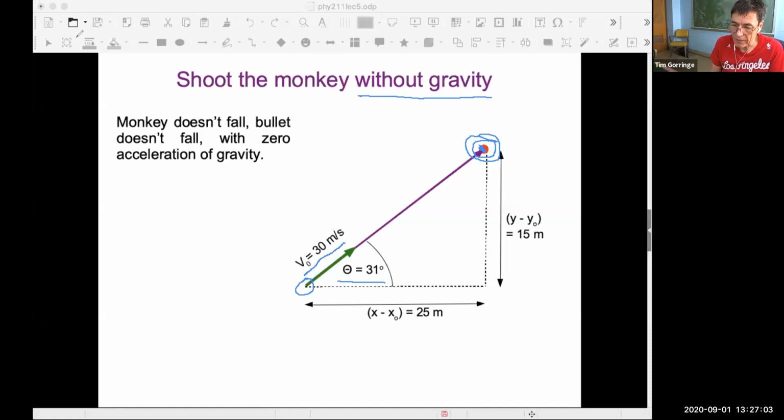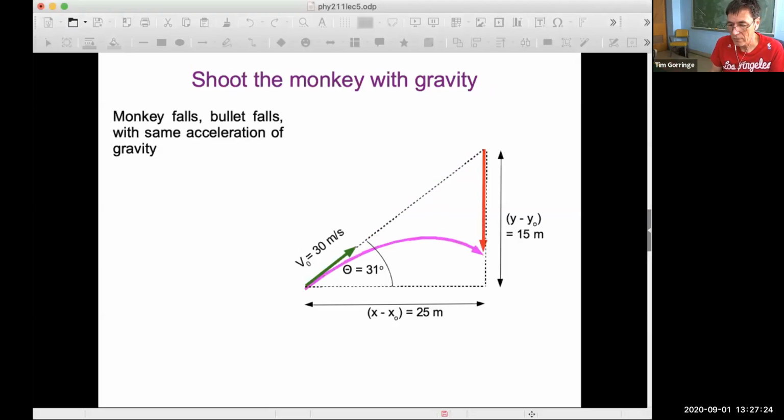So that's a baseline for seeing what happens when we turn on gravity. So let's see what happens when we turn on gravity. I mean, if we could do this, turn it on and off, that would be fantastic. But we can't do it, but we can do it in the slides, obviously. Okay, so here's the case now where I've switched gravity back on.